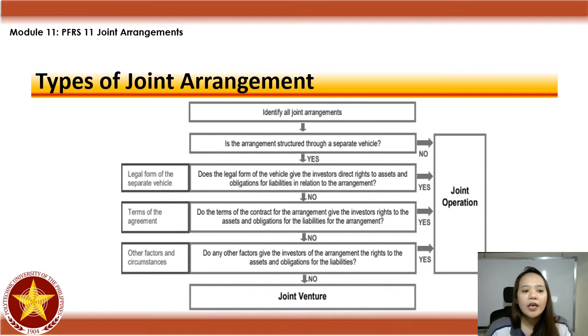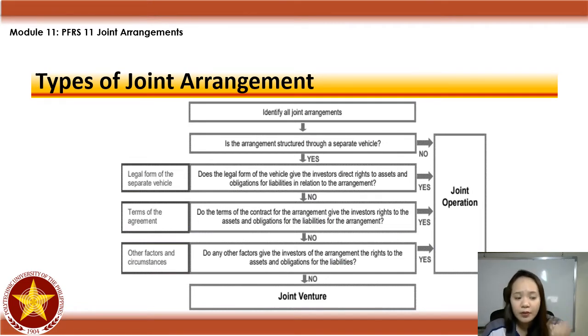Tingnan mo, is it arranged or structured through a separate vehicle? When you say separate vehicle, it's either a separately incorporated entity or a division of an entity that maintains its own books. So, meron siyang sariling libro or separately incorporated siya. That's a separate vehicle. Kapag hindi siya separate vehicle, automatically JO yon. Pero kapag separate vehicle siya, tingnan mo pa.